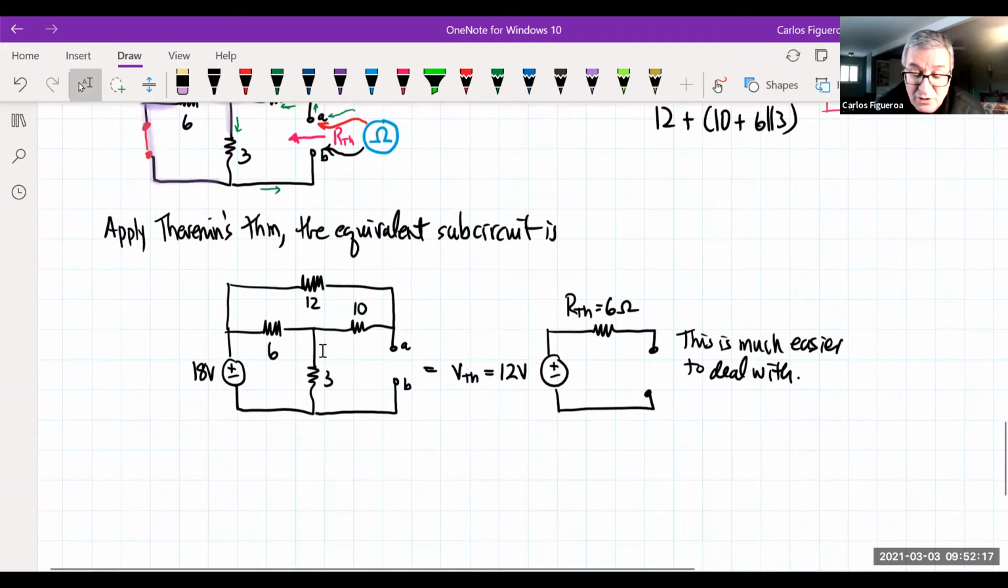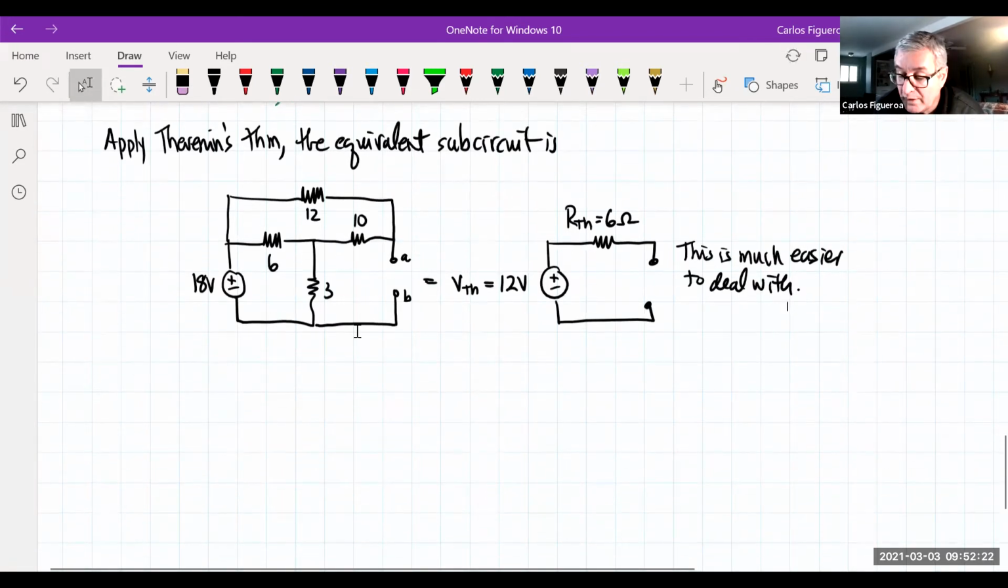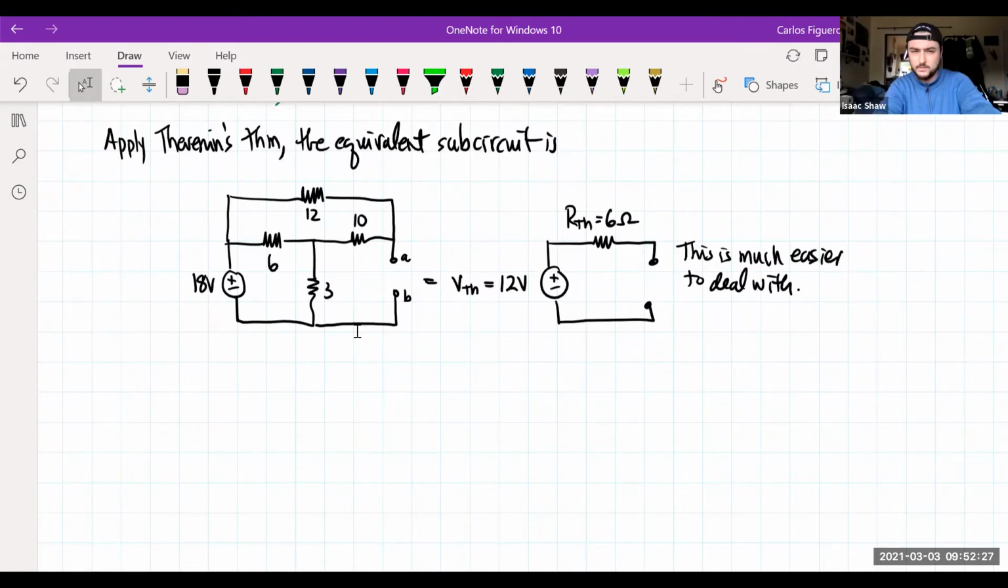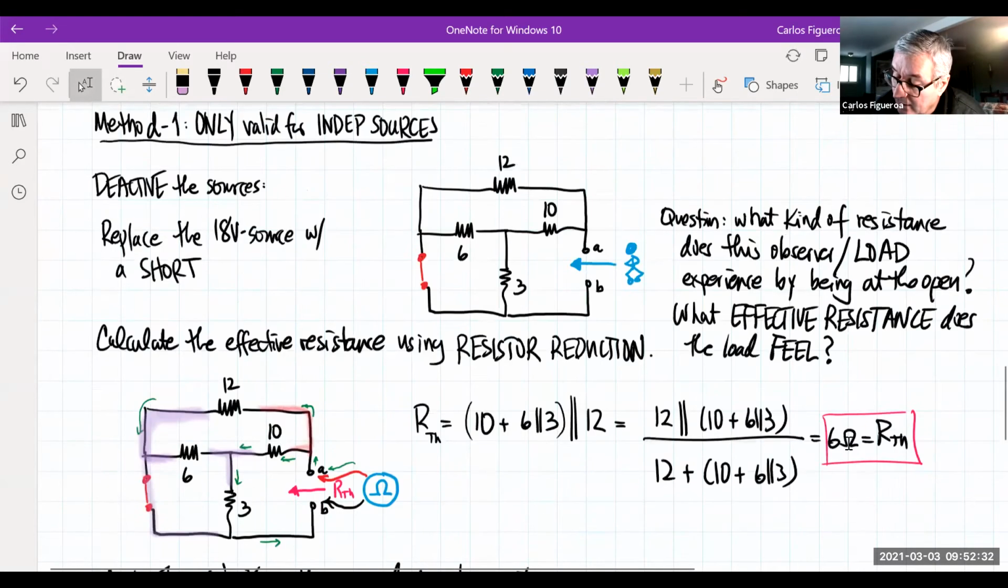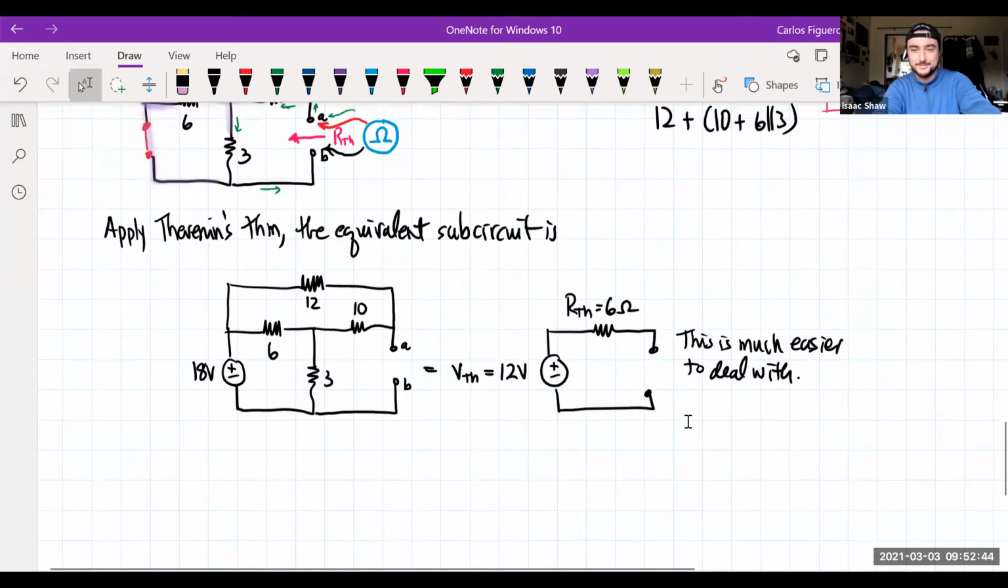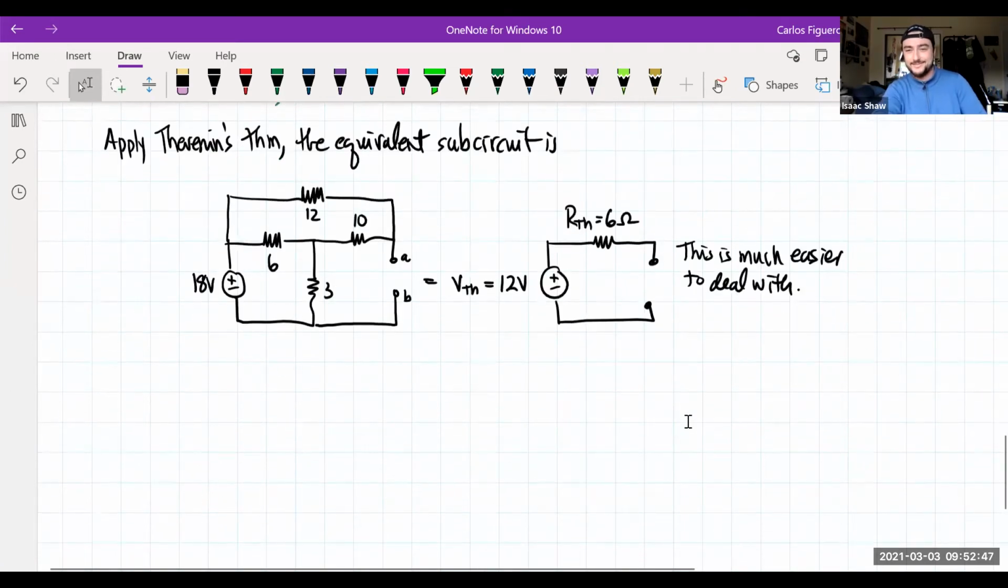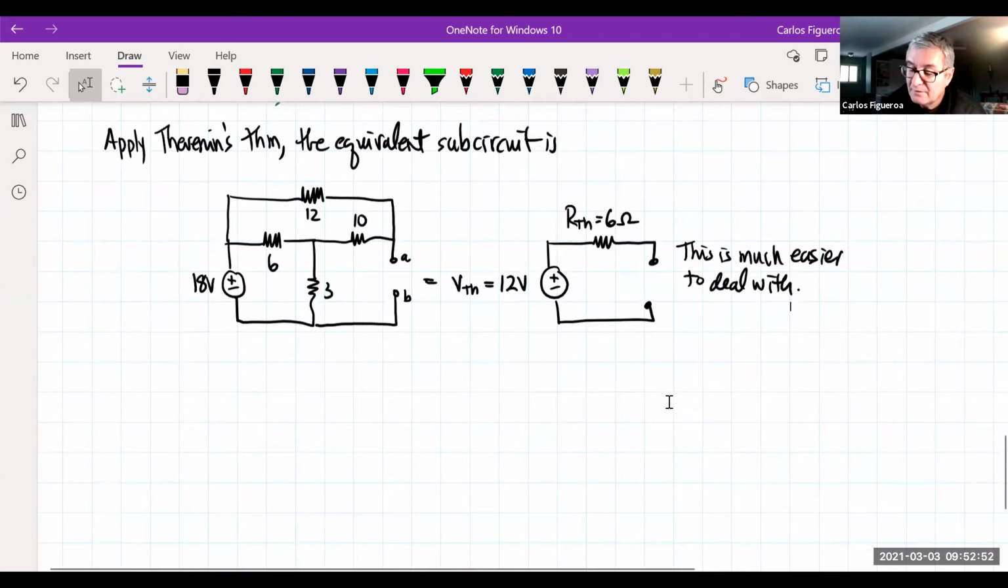Okay, so now let's go to the next method here. This is the one you want to pay attention to. Isn't RTH 4? Was it 4? What did I write? I wrote 6. 6 parallel 3 is 2. 2 plus 10 is 12. 12 parallel 12 would be 6. Half of 12. Yeah, my mistake. Okay.